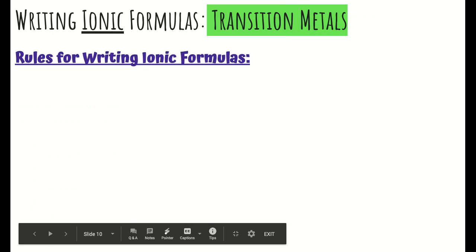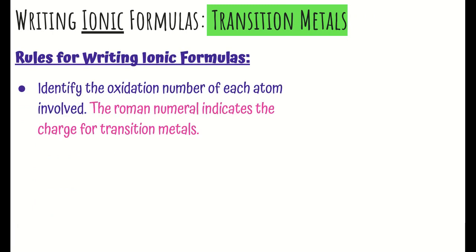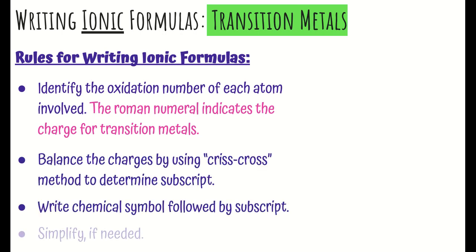So the rules for writing your ionic formulas. First, we're going to identify the oxidation number on each atom involved. So the Roman numeral tells you that. So these actually are easier for writing your ionic formulas. For these, you don't have to look on your periodic table. You don't have to do anything. It tells you. Whatever's in Roman numerals, that's the charge.